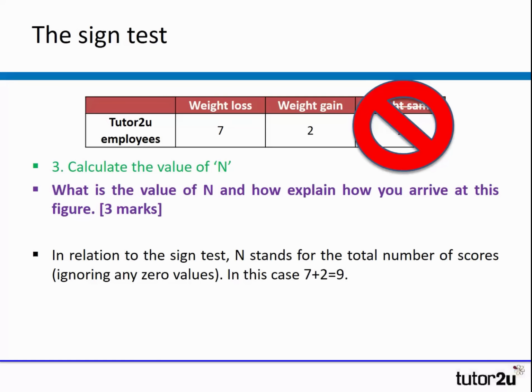However, again, we're not interested in anyone who got a 0, so all we need to do is add the other numbers up. So we've got 7 and a 2, which means that our number of participants, excluding the 0 value, in this case is 9. So there were 9 different participants, except for, I think it was Michelle, who remained the same. So N equals 9, and we've explained how we arrived at that figure.